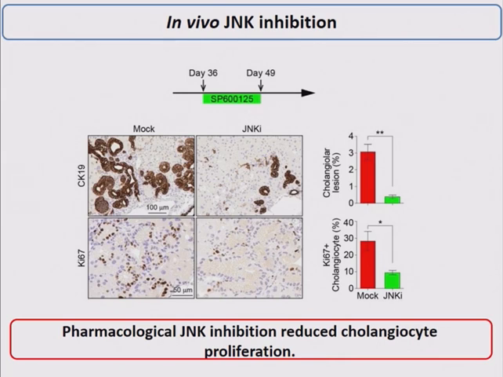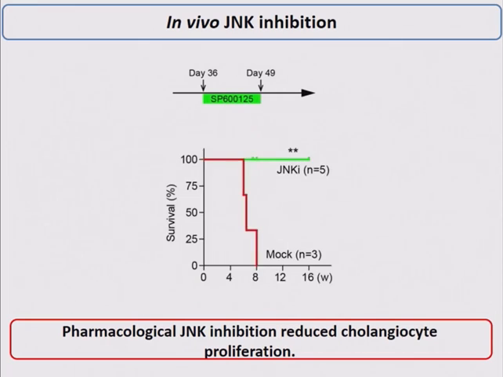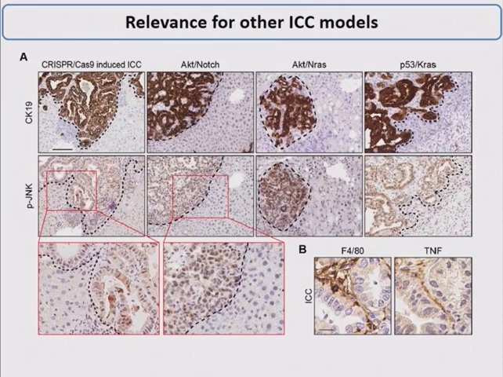When we do this from day 36 to day 49, so for approximately 2 weeks, I can massively reduce the incidence and the severity of these lesions. I can massively reduce the proliferation of these lesions as well. Indicative of that, ChainK signaling might be really important. And that just shows you that we can even rescue the survival of the mice.